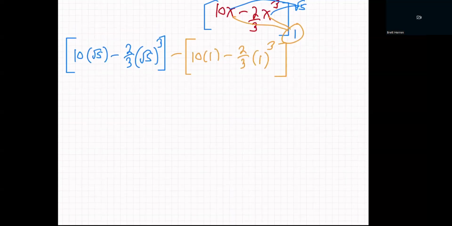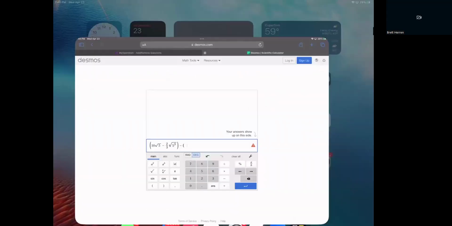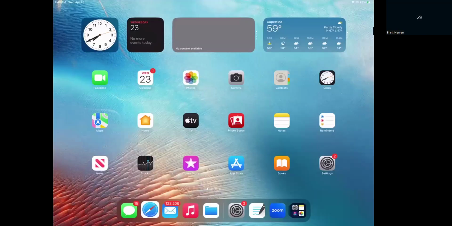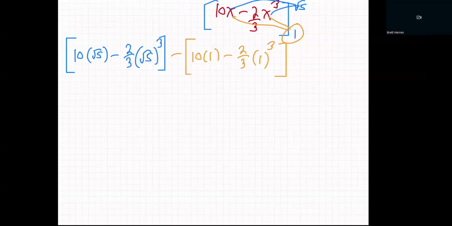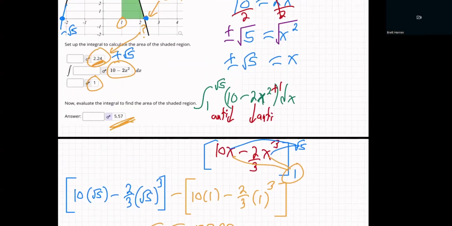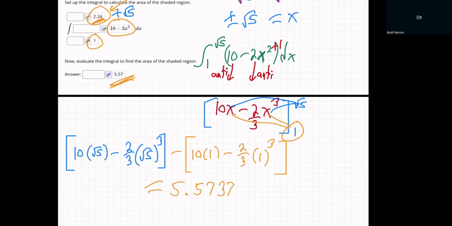Minus, okay, 10. So this part I can see. This is 10 times 1 is 10. 1 to the third is 1. 10 minus 2/3. Minus 10 minus 2/3. There we go. 5.5737. Is that what they got? Yeah, that's rounded to two places. And so there we go.